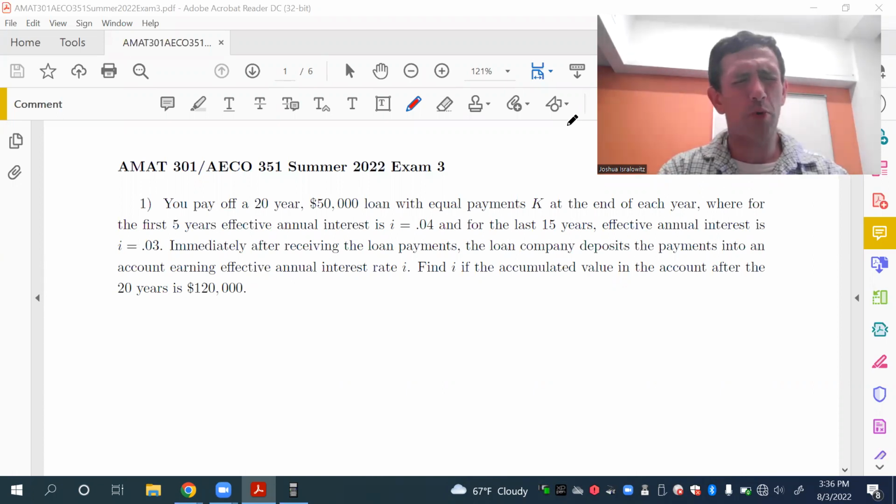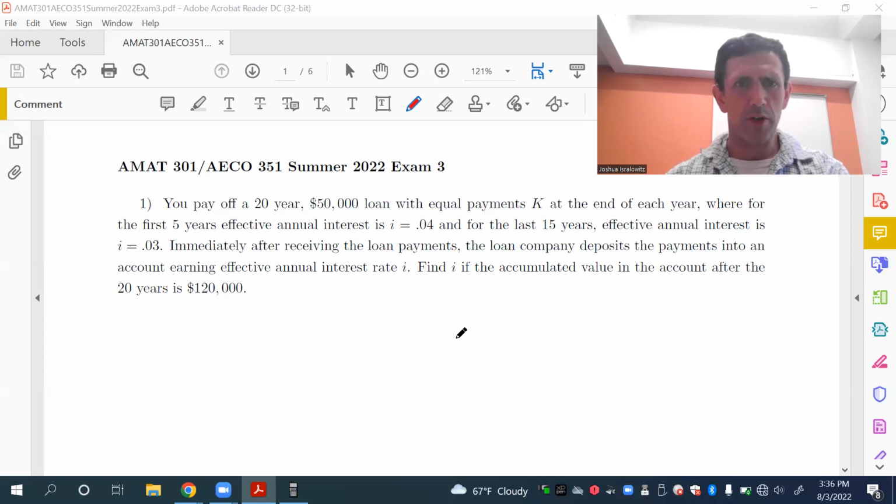For the whole course, the median was a C plus, and the average was about a C. So not bad. A little lower than I like, but it's fine.